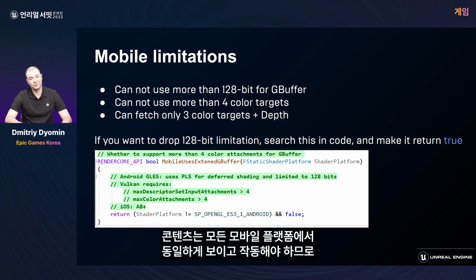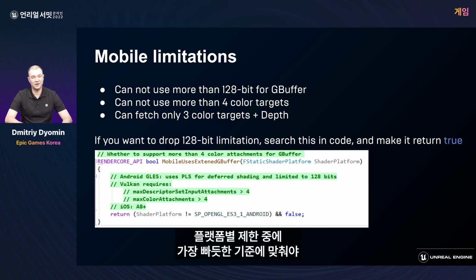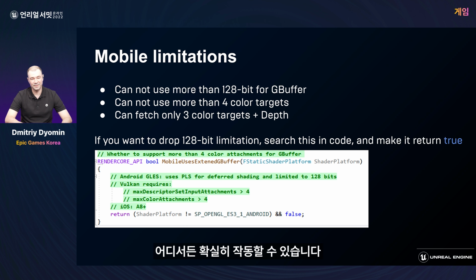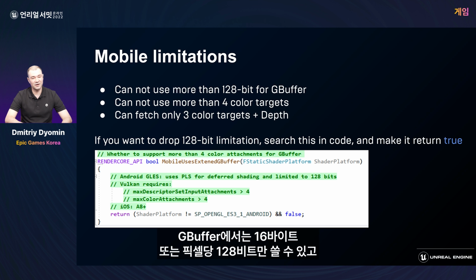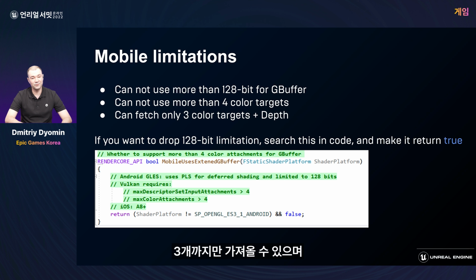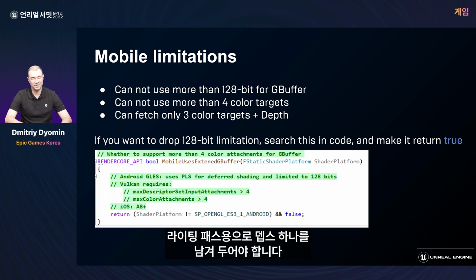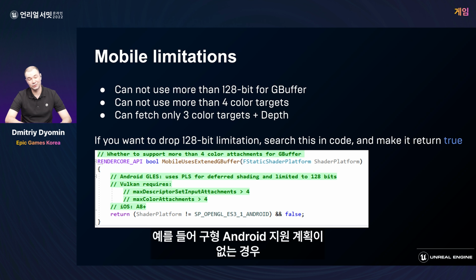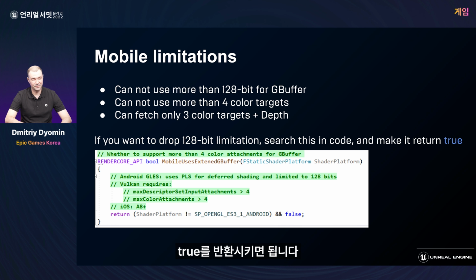Because content should look and work the same on all mobile platforms, we have to use the most strict limits out of all platforms to make sure it works everywhere. To summarize all limitations, we can use only 16 bytes or 128 bits per pixel in a G-buffer. We can use up to 4 color attachments, and we can fetch only 3 color attachments plus 1 depth in a lighting pass. If you want to drop this limitation in your project, for example, if you don't plan to support all Android devices, you can find the function MobileUsesExtendedGBuffer and make it return true.